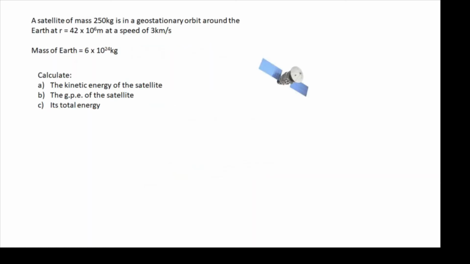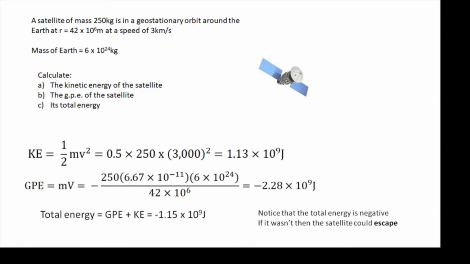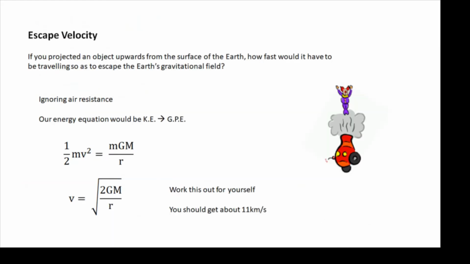Here's a sum that you can have a go at, a very typical kind of A-level question. Have a read, have a go at it. And the answer is, there you go. There's its kinetic energy, there's its GPE, mV, and its total energy is that. Notice that the total energy is negative. If the total energy wasn't negative, then the satellite would escape. And that leads us on to escape velocity.